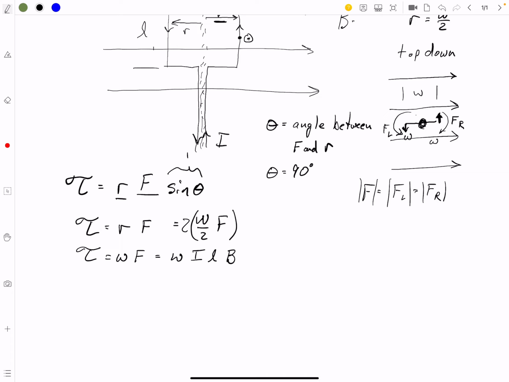And then in general, this is our case, but in general, this is the general equation. The width times the length times I times B times the sine of theta between I and B. Theta is the angle between I and B.